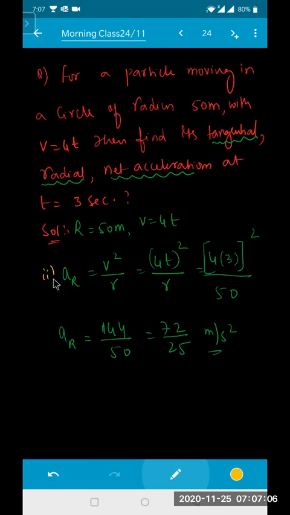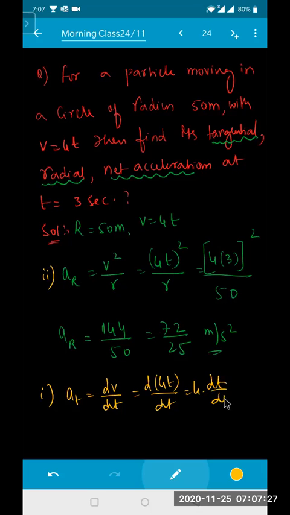This is the second one. First one is the tangential acceleration. Tangential acceleration means a_t, which is equal to dv by dt. Velocity as a function of time is given, isn't it? So d of 4t divided by dt. 4 times dt by dt, this one gets cancelled. So the answer is 4 meter per second square.